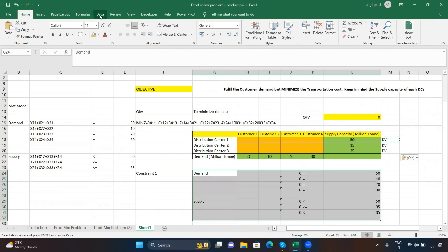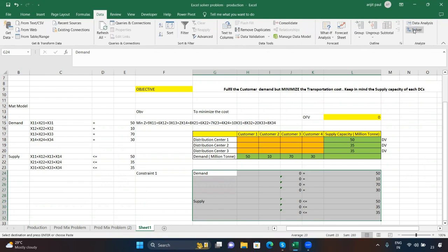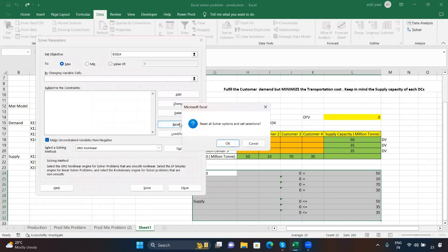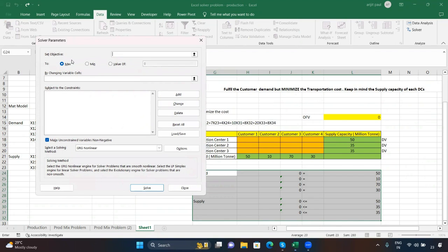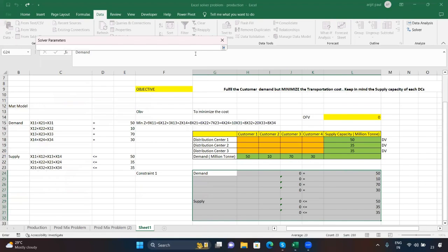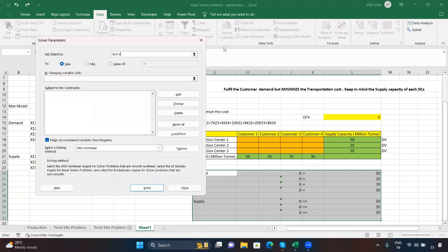So let me just go to the Data tab, click Solver. Let me just reset it. So what is our objective? To minimize the transportation cost. So here we have already formulated the formula. We are going to select this one. Here we need to select the minimum because our objective is to minimize the transportation cost, not to maximize the transportation cost. So here we are going to select min. By changing the variables here.